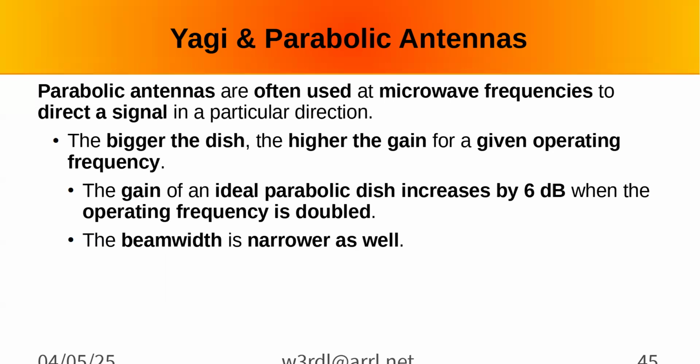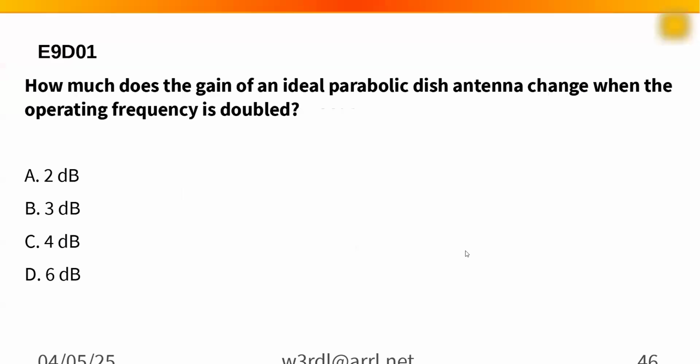So it's basically the surface area of the dish related to the wavelength that you're using. So the larger the dish is compared to the wavelength, the higher the gain. There's 6 dB, 4 times the gain. But you also narrow the bandwidth, like most trade-offs. How much does the gain of an ideal parabolic dish change when the operating frequency is doubled?